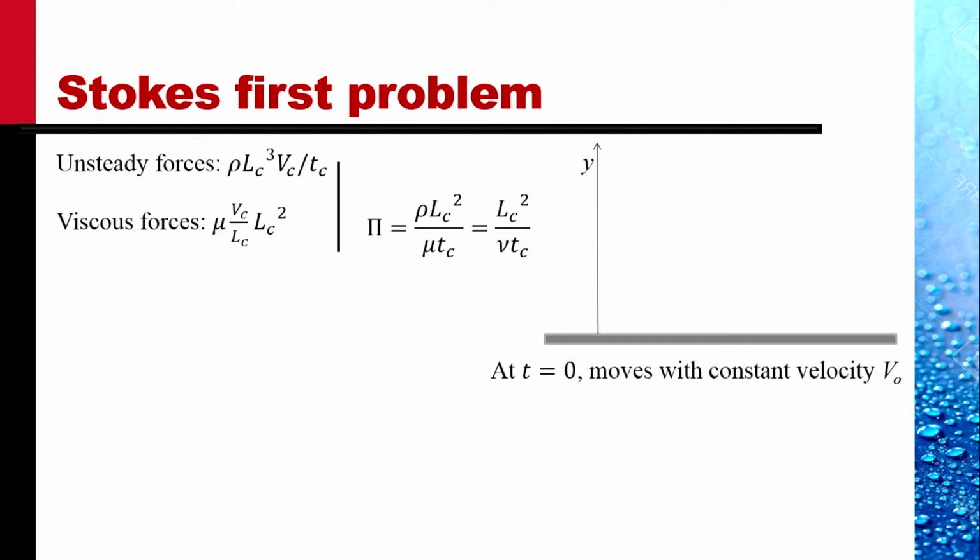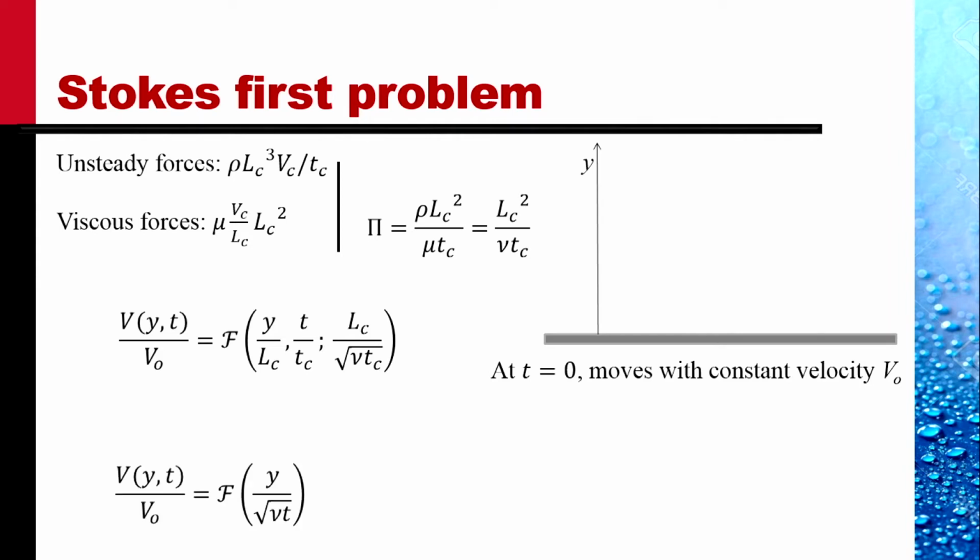Now, we can write the dependent variable as normalized by V naught, so that V of y, t divided by V naught is a function of y over Lc, t over Tc, and this parameter Lc squared by nu Tc. Now, there is no characteristic length and there is no characteristic time in this problem.